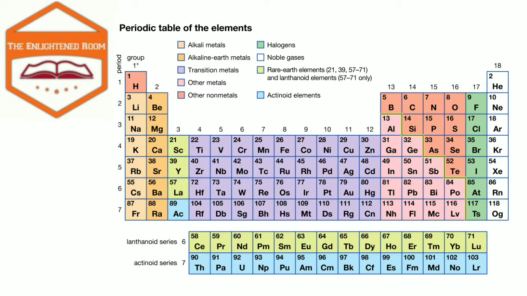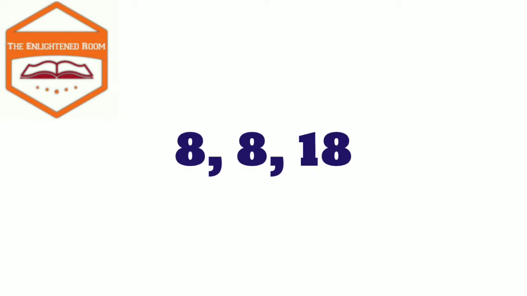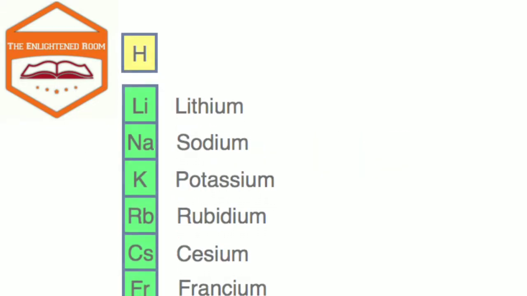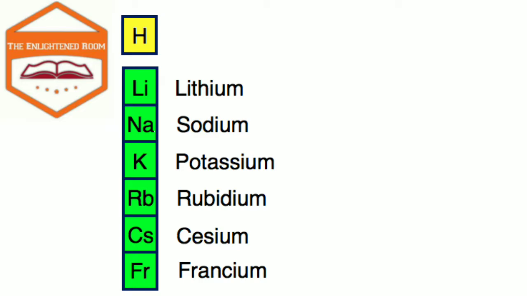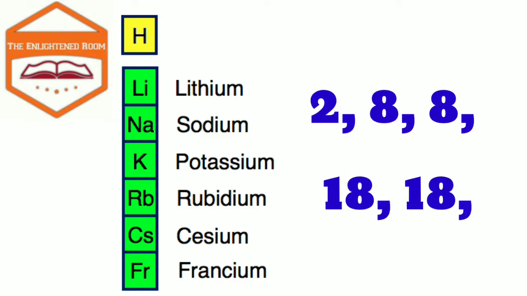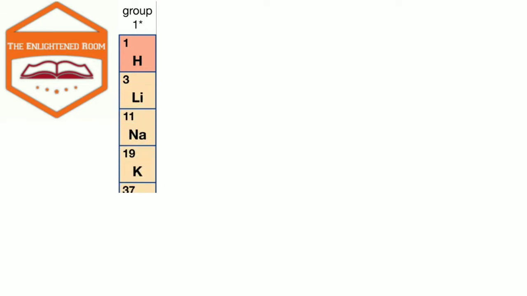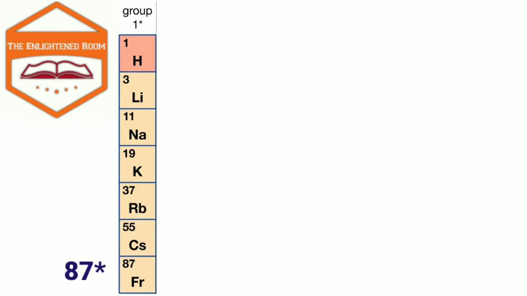And what these gaps are: 8, 8, 18, 18 and 32. Well, there is an exception here for group 1. Now what this exception is, they are separated by gaps of atomic numbers of 2, 8, 8, 18, 18, 32. Now you can take the example here. The atomic numbers of elements of group 1 are 1 for hydrogen, 3 for lithium, 11 for sodium, 19 for potassium, 37 for rubidium, 55 for cesium, and 87 for francium.